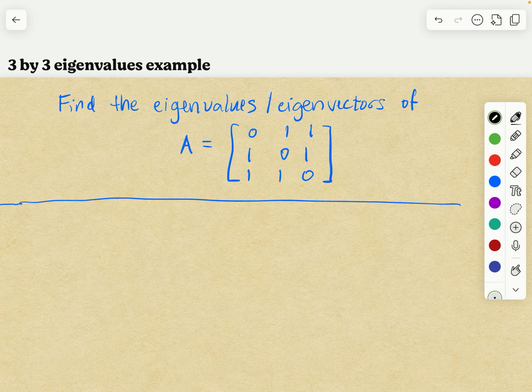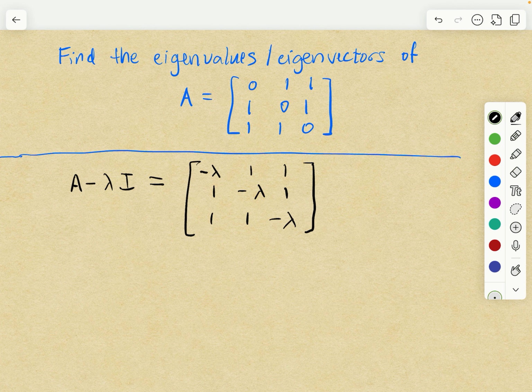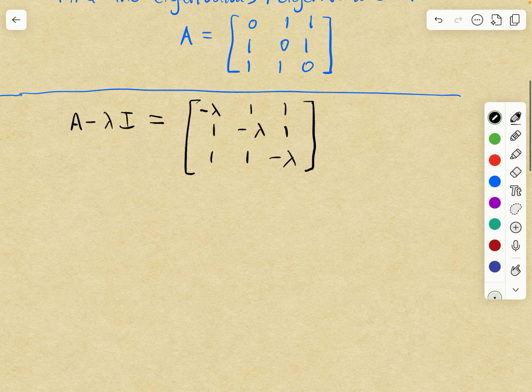So the first step is to find the eigenvalues, and we do that using the characteristic polynomial. The characteristic polynomial is the determinant of A minus lambda I. So I take this matrix and subtract lambda on the main diagonal. That gives me this matrix. The characteristic polynomial of A is the determinant of this matrix. So I need to do a cofactor expansion to calculate the determinant.